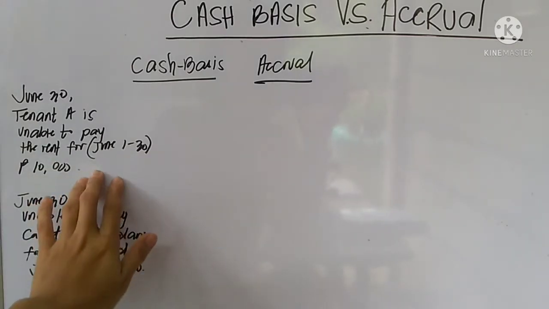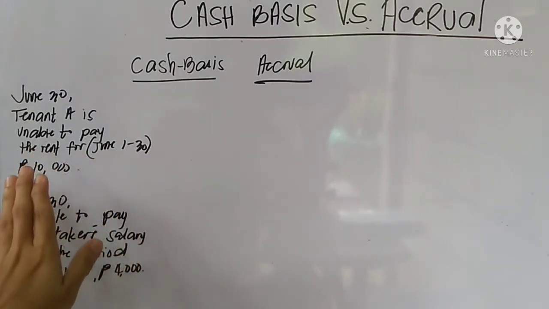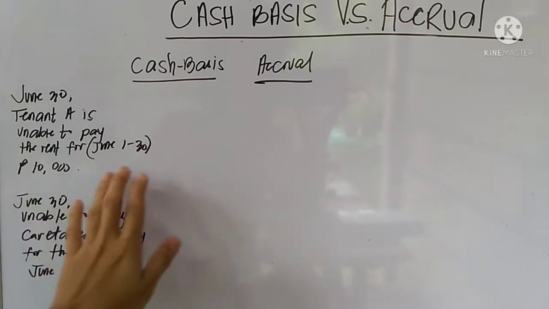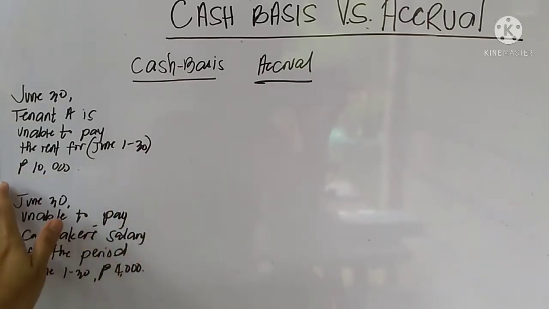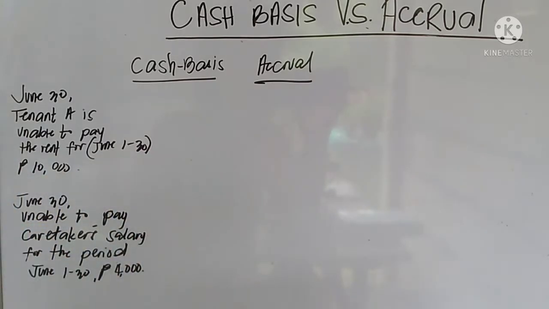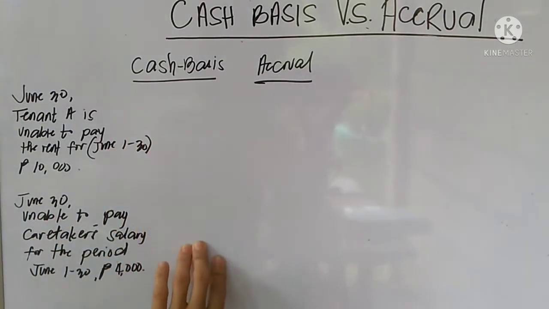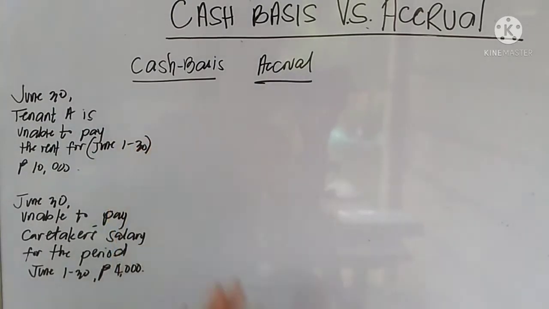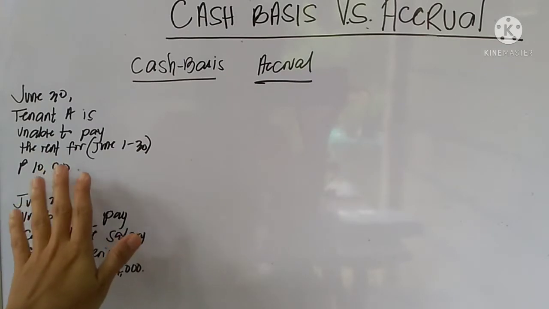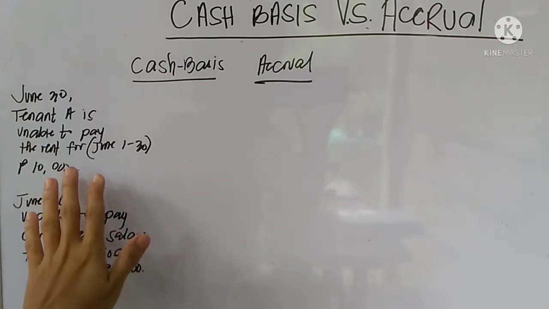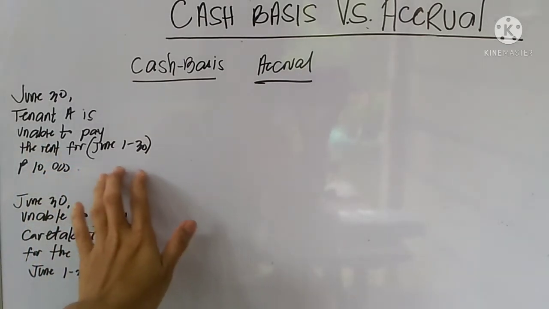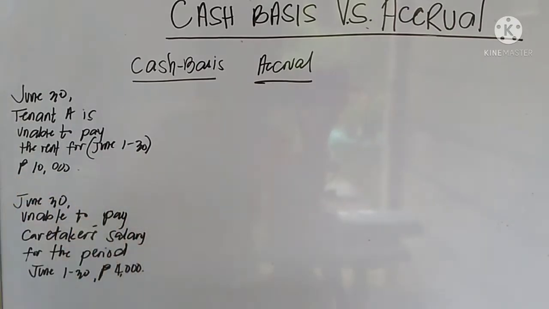By June 30, tenant A is unable to pay the rent for June 1 to 30 na nagkakahalaga ng 10,000 pesos. So, paano natin i-record ito kapag cash basis ang ating ginagamit? So, si tenant A hindi makapagbayad ng kanyang renta for June 1 to 30. So, isang buwan yun for 10,000 pesos.